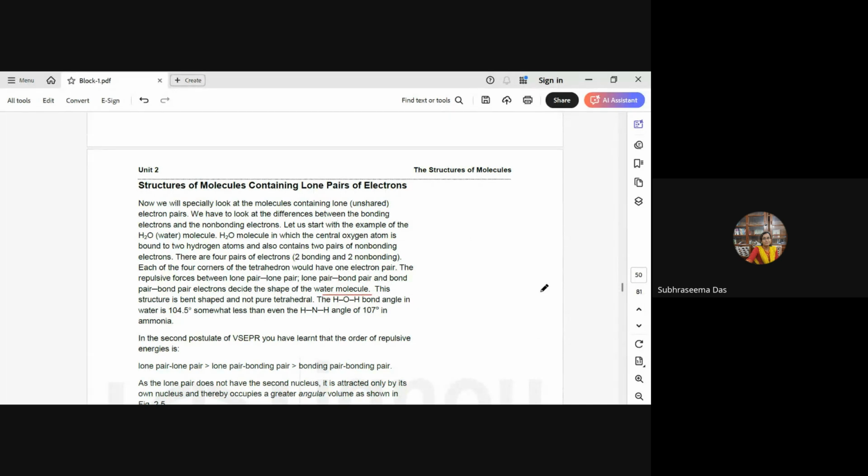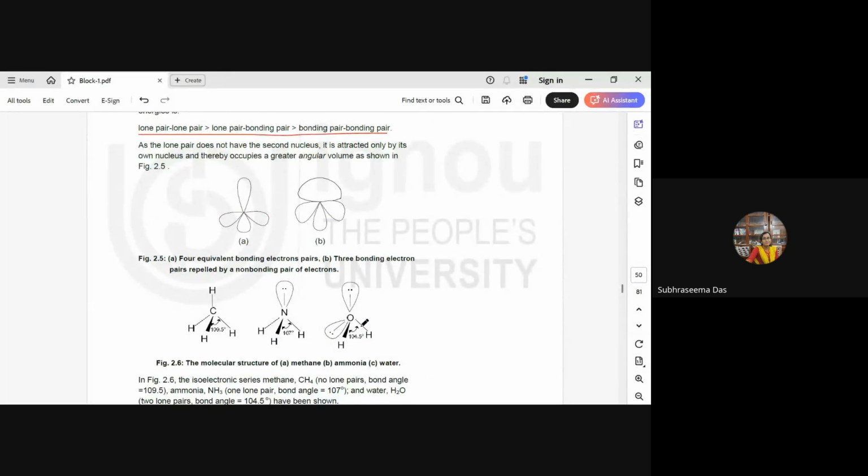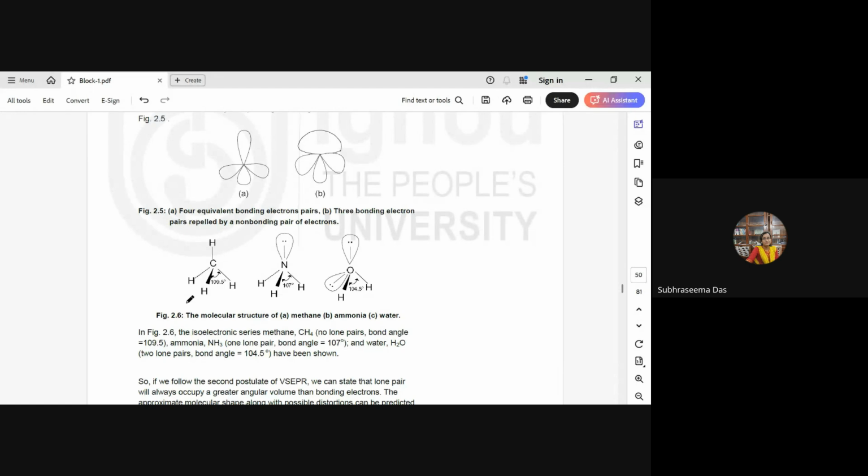The repulsive forces between lone pair and bond pair, and bond pair and bond pair, will now decide the shape of the water molecule. Because of the presence of two lone pairs of electrons, the bond angle here is reduced to 104.5 degrees, and the shape of water is bent and not purely tetrahedral. So here we can look into the lone pair repulsion. Here is the molecular structure of methane, this is ammonia, and this is water.